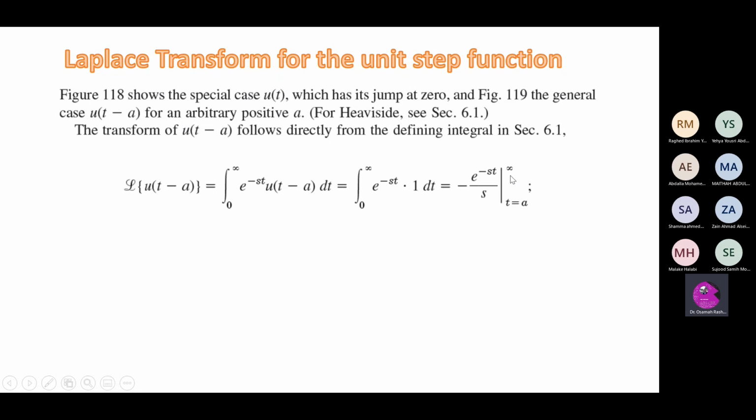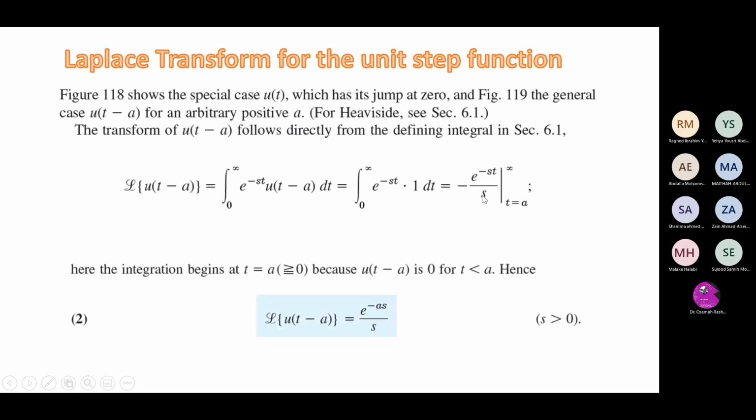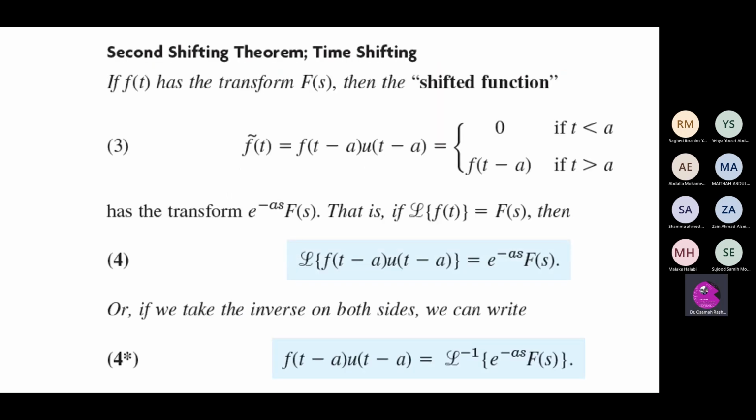When t equals infinity, e to the minus infinity is 0. Minus the value at t equal to a; minus minus will be plus. At t equal to a, I have e to the minus sa over s. This is the Laplace transform for the unit step function. Do I need it? Yes, I need it when I am going to solve some questions in electrical engineering.